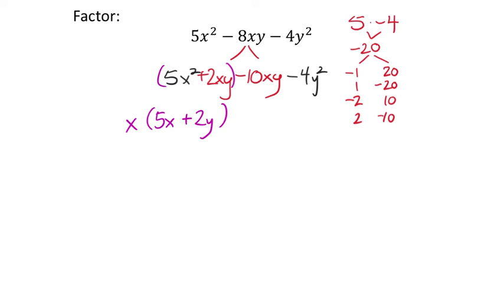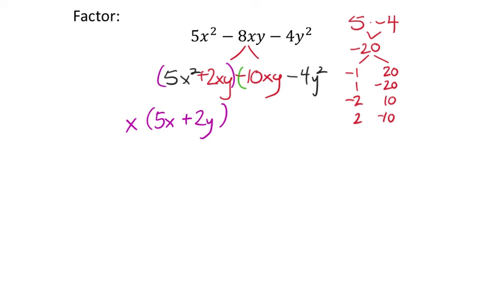Now some students are like, how can you have an x and a y? It doesn't matter. All I could do is factor out an x. So that's just what I'm left with. And that means also that I'm expecting this one over here. When I factor, I'm expecting a 5x plus 2y.